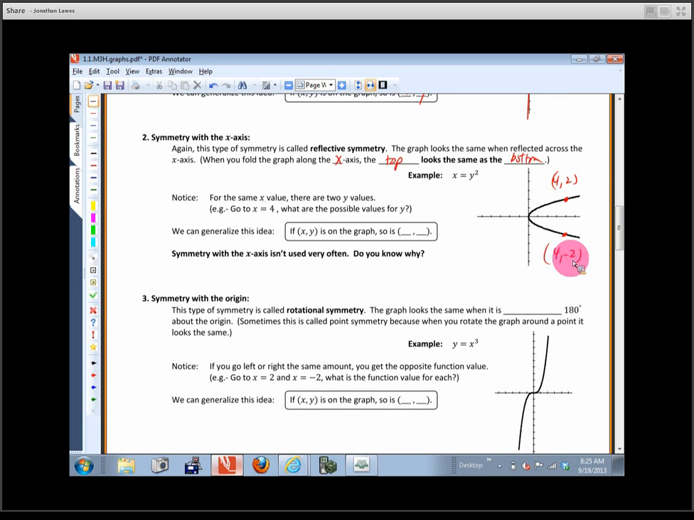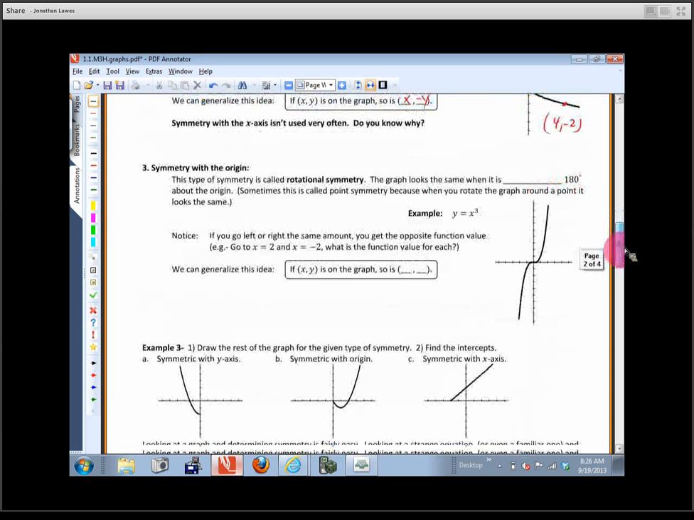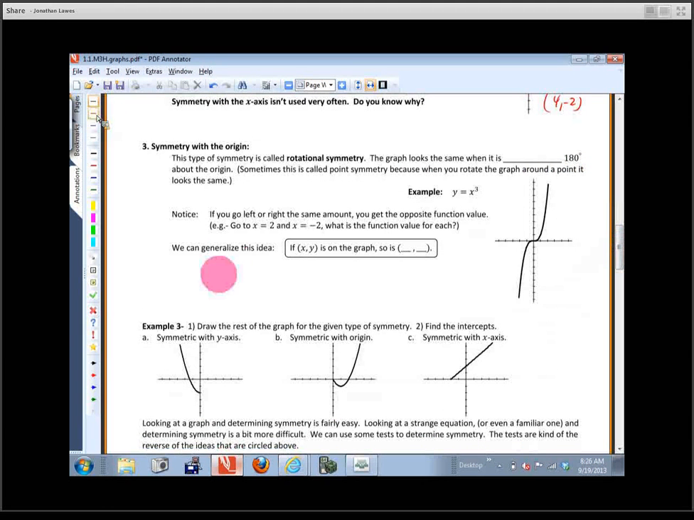We could generalize that idea by saying, if you know (x, y) is on the graph, which coordinate changes sign? The y-coordinate does. The top goes to the bottom goes to the top. So we just change that sign, and this is going to be (x, negative y). Now, we haven't covered this yet, but maybe you know this: we don't use symmetry with the x-axis very often. Can anybody tell us why? It's not a function. We're going to talk about what a function is in the next section, and we'll cover that some more. So let's talk about symmetry with the origin, because this is one that is used quite often.